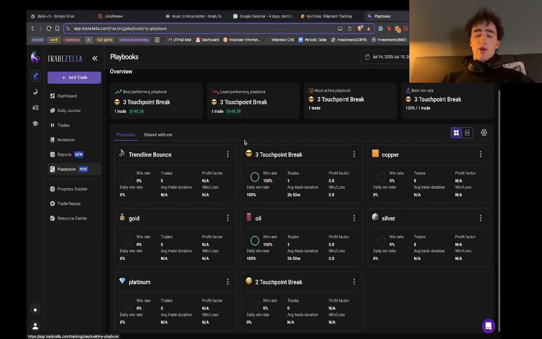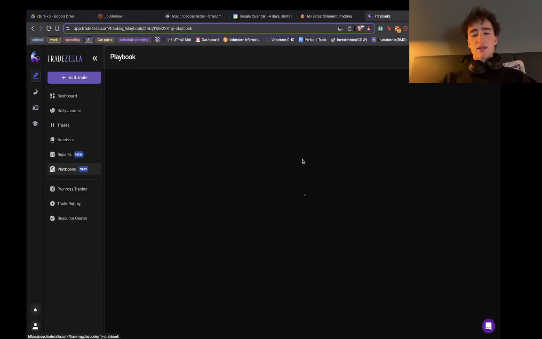The next strategy, which I absolutely love, has been the best performing strategy to date. I've had the most success with this. It's been the easiest to monitor. It's also allowed me to not trade as much as I want to, and that is the 3 touch point break.